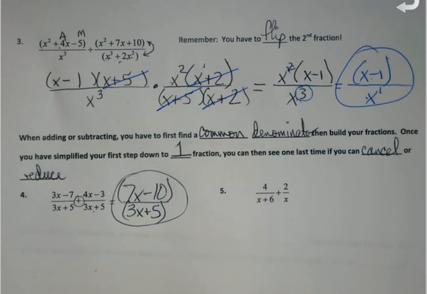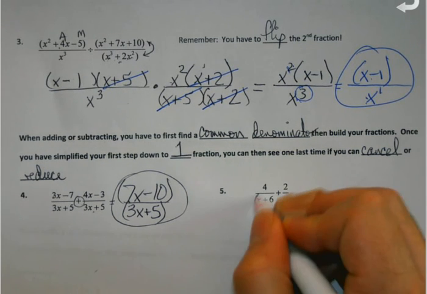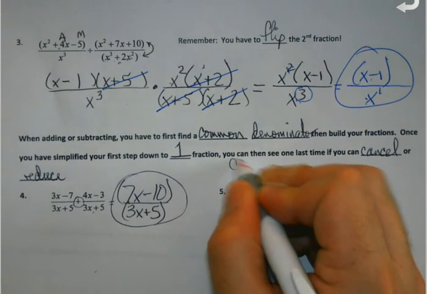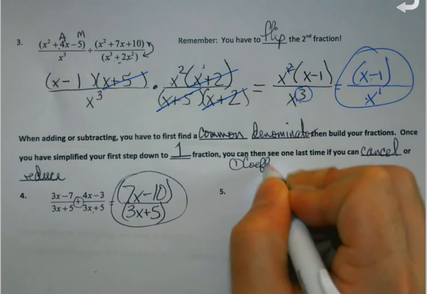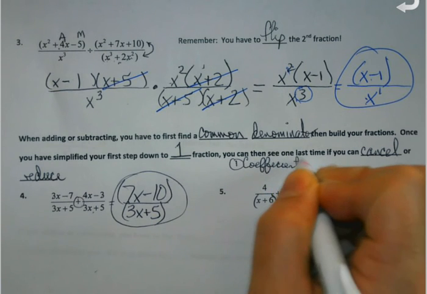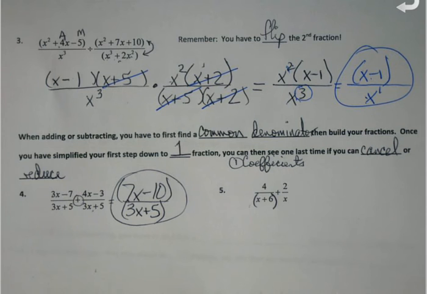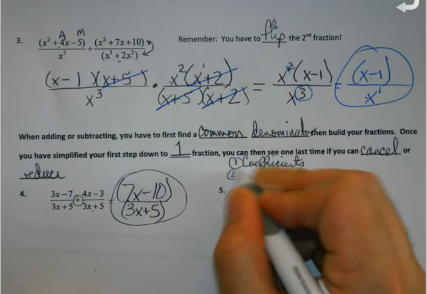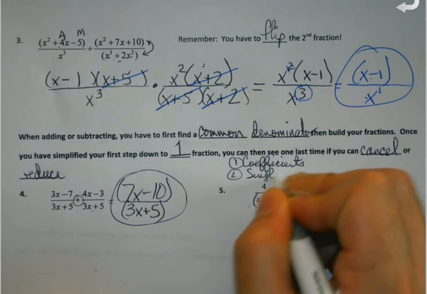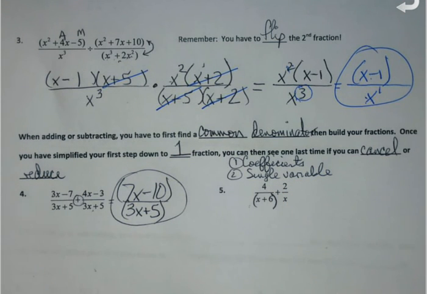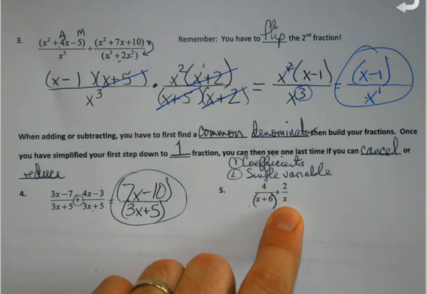Now the second one, I got to think a little bit. And we're going to talk a little bit about how to remember going through and finding my LCD. So when I'm looking for an LCD, I look to see first if there's any coefficients. Down here in the bottom, I don't see any numbers hanging out, so that's not going to be a big thing. Then I look for single variable terms, and we have one this time, x.